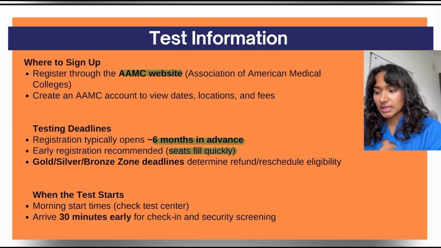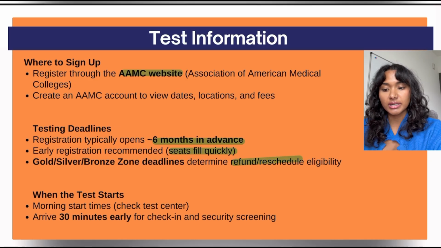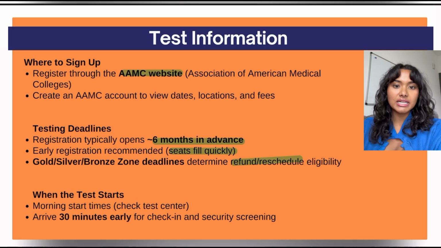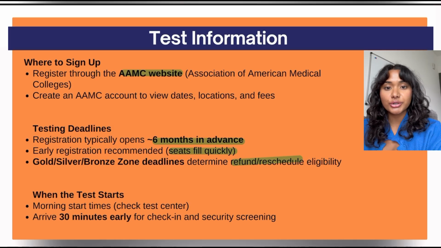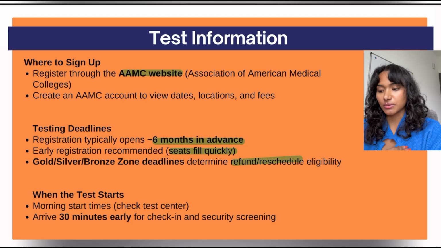And there are different deadlines, gold, silver, bronze zone deadlines, that determine your funding and your reschedule eligibility. If you choose to reschedule your exam, you get a different amount of money back, depending on which time frame you fall in. You can see all of that on the AMC website.